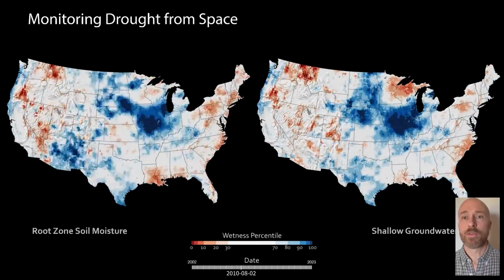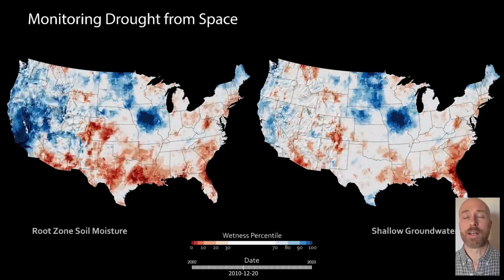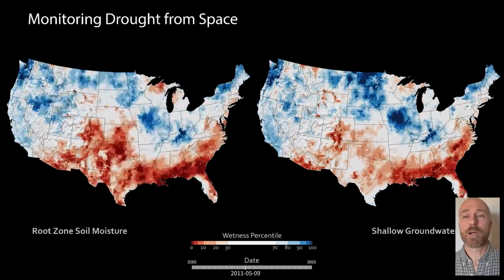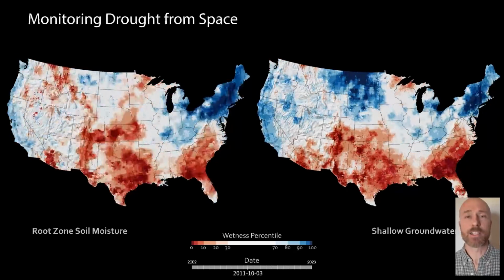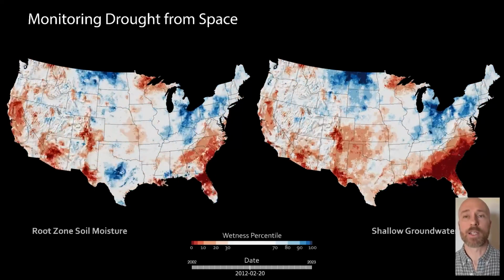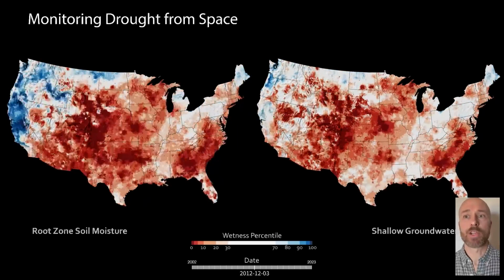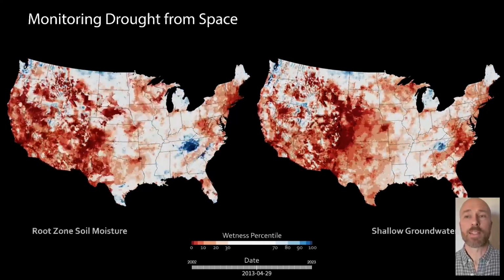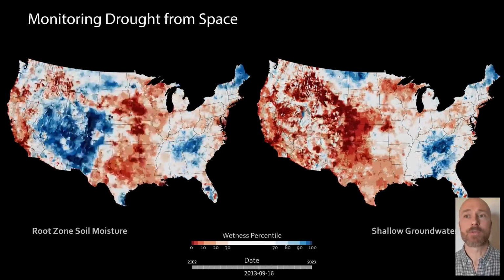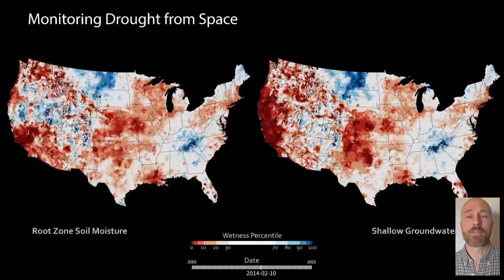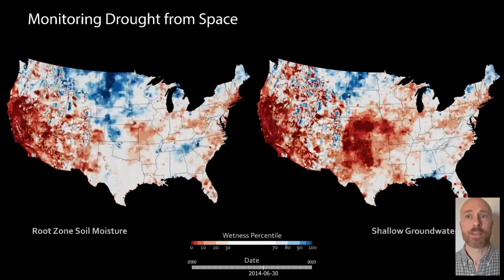You'll notice that the map on the left, the root zone soil moisture, responds much more quickly to atmospheric variations than the shallow groundwater does. The shallow groundwater sort of integrates over time the longer term variability. Now, if you were paying attention, you may have noticed we just passed 2012, that major drought that covered most of the US. And now the US is recovering.